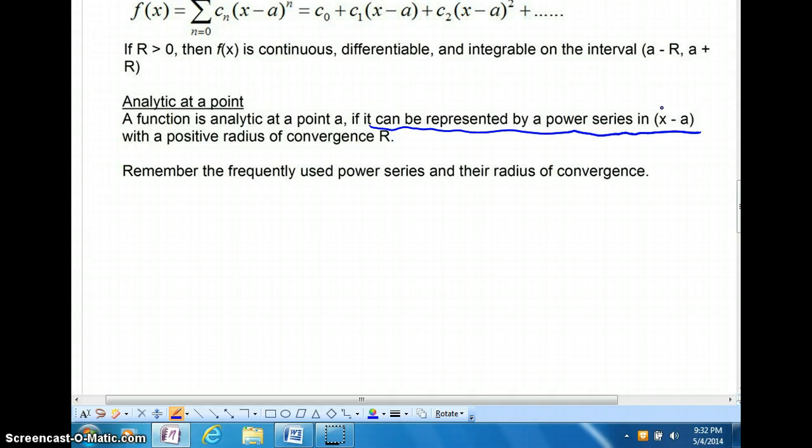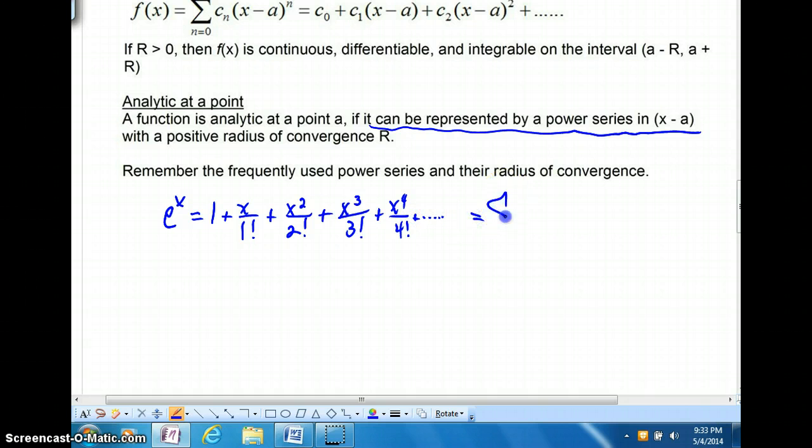You might remember last year in BC, we memorized several very, very important power series. And we're going to bring these back. We really are going to refer to them from time to time here. You might remember what e to the x would look like. Here's its Maclaurin series. We can say dot, dot, dot. This would be sigma from n equals 0 to infinity of x to the n divided by n factorial.